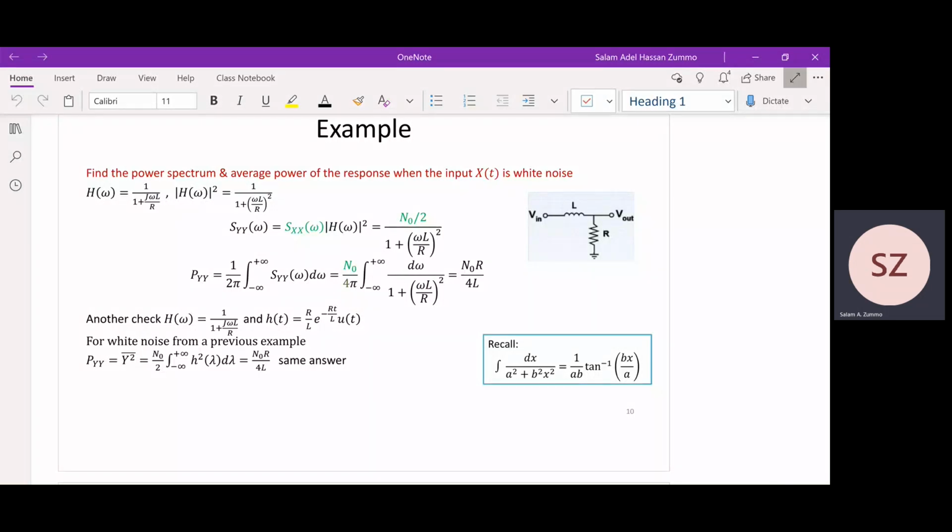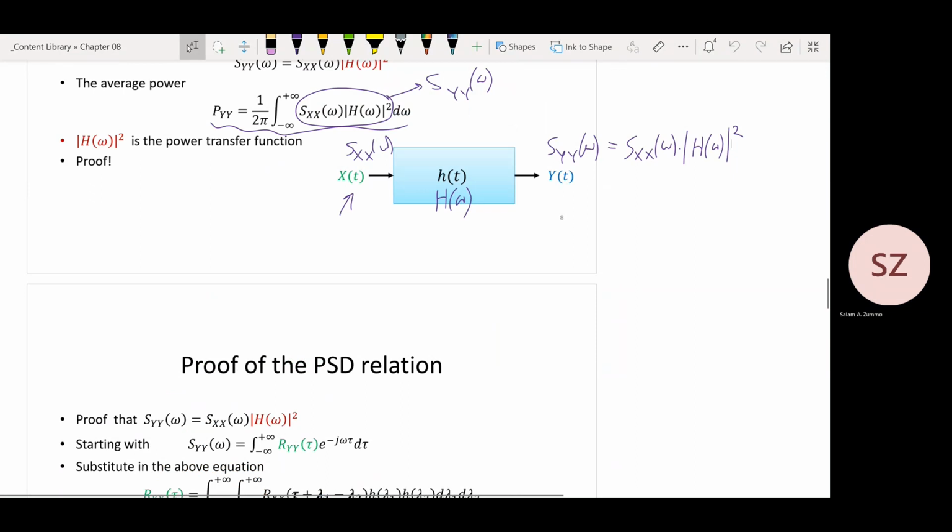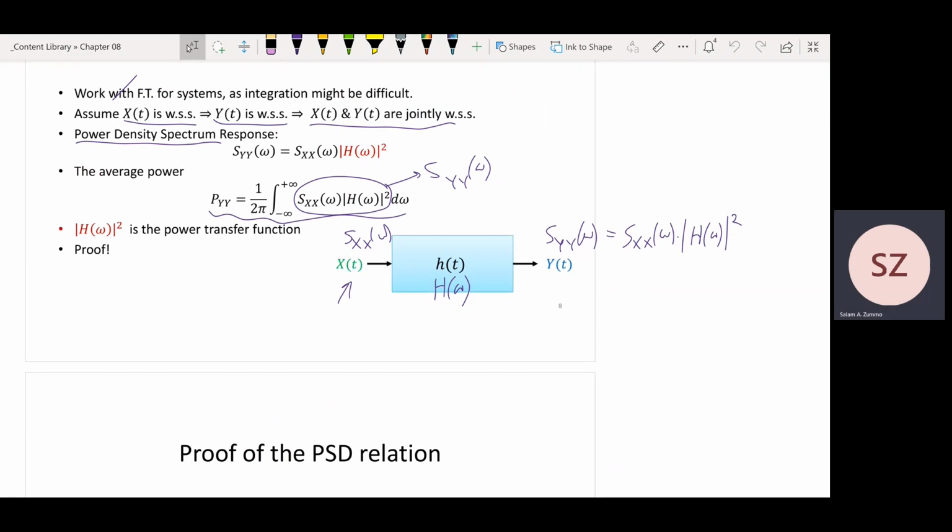So last time our discussion was about how, if we excite an LTI system with a holistic signal, we know how to get the output using the Fourier transform. The output Fourier transform will be the input Fourier transform multiplied by the transfer function.